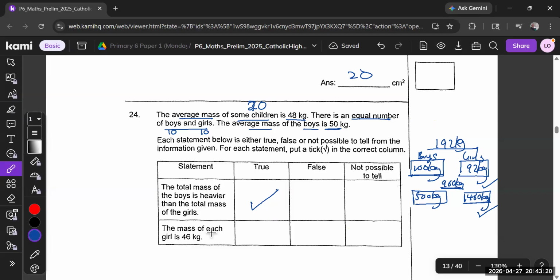Okay, the mass of each girl is 46. This is very easy to understand. Are you sure? We are not sure, right? So if we are not sure, then not possible to tell. Got it? The question never says how many girls there are and how heavy they are. We are not sure. So not possible to tell.